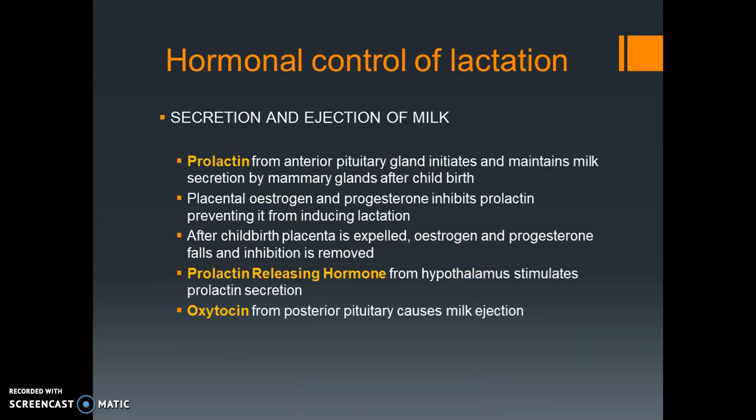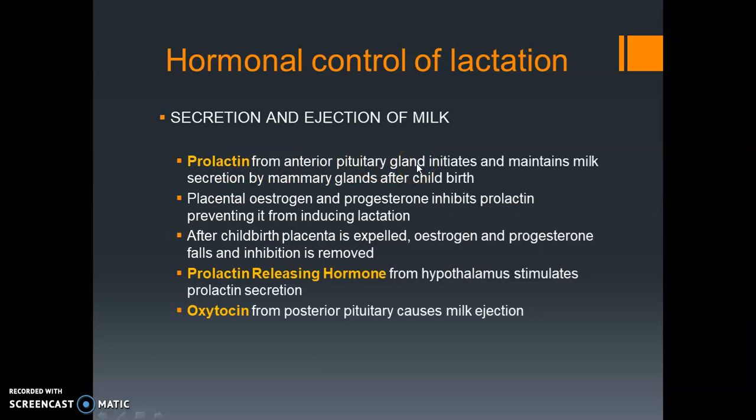Now let us see the secretion and ejection of milk. There are three hormones which cause the secretion and ejection of milk. They are prolactin, then prolactin releasing hormone, and also oxytocin. Prolactin is produced by the anterior pituitary gland.